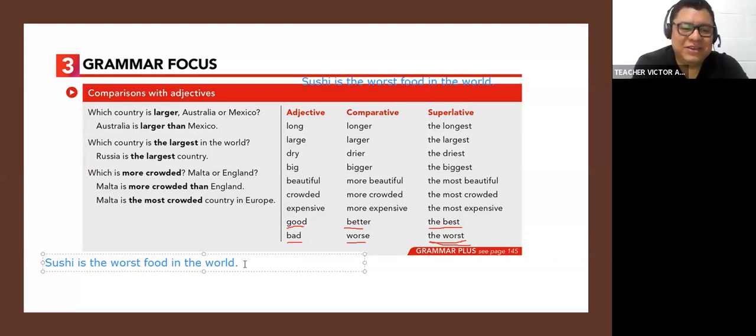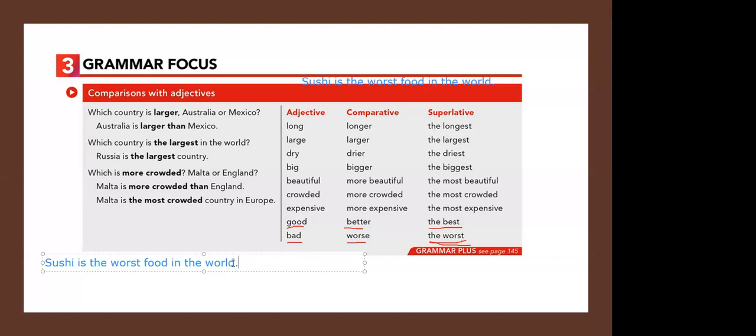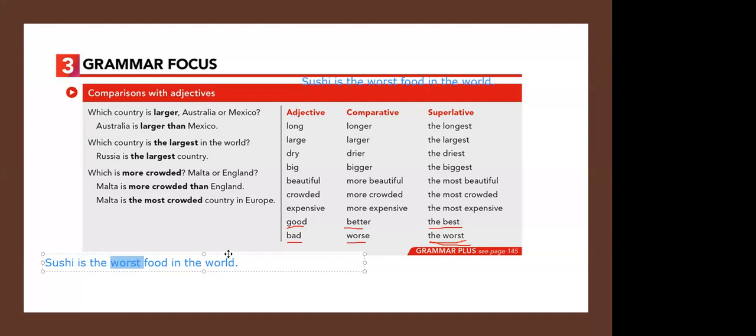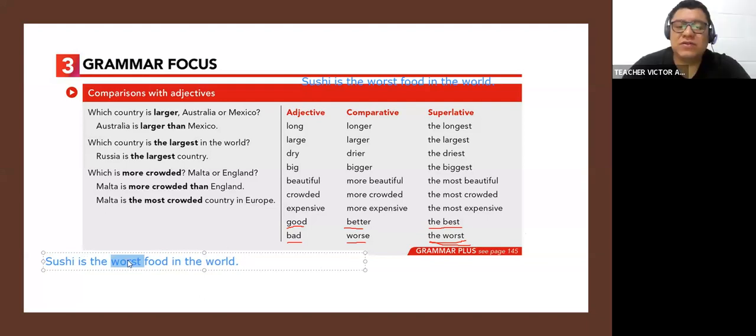All right, thank you. So in that case again, when I say is the worst, I'm just confirming an idea, right? I'm not comparing with other food. So that's why it's very important that we use the correct adjective. If I'm comparing, I use worse. Imagine if I say sushi is, for example, worse than, in that case, I'm comparing.